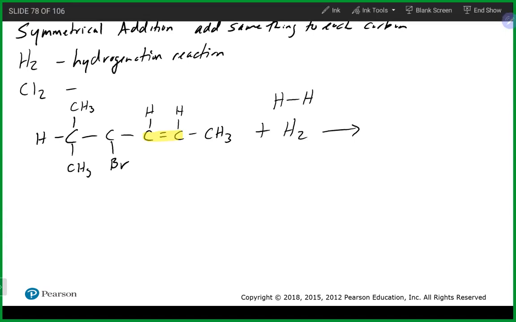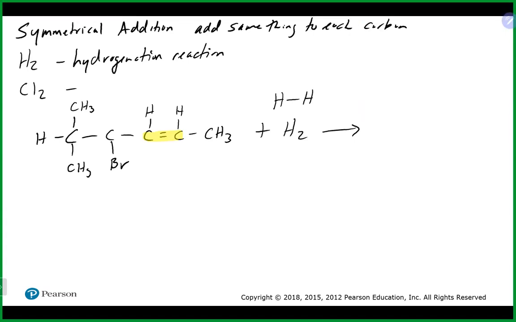So the double bond will become a single bond. Everything else that's on that molecule stays exactly the same. Don't change a thing. That means you pretty much have the picture that you need right there. You just copy exactly the way it looks. So I could do the H, the C, the CH3, the CH3, the carbon, the bromine, the carbon, the hydrogen.